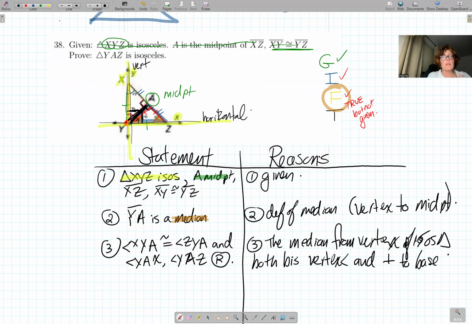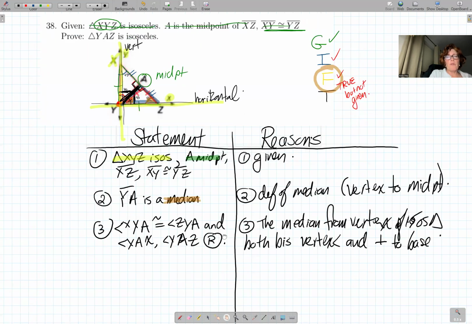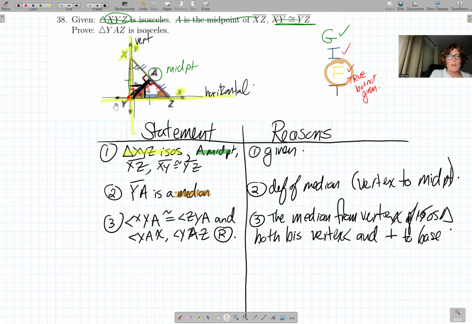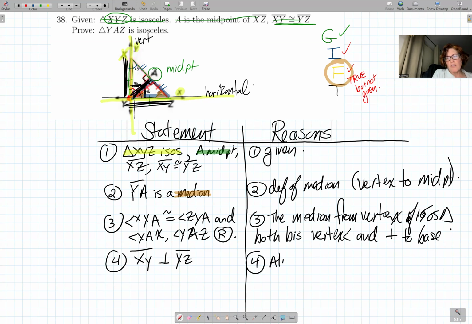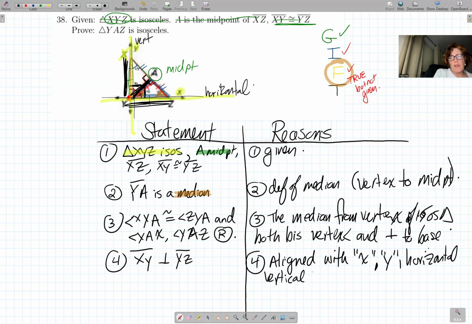Okay, what does that do for us? Well, we first have to establish, before we can pull out those 45s, the fact that these are perpendicular and make a right angle. So that's the trick to the whole problem. We have to say that segment XY is perpendicular to YZ. And so that's these guys right here. And that's because they are aligned with the X, Y, horizontal and vertical axis.